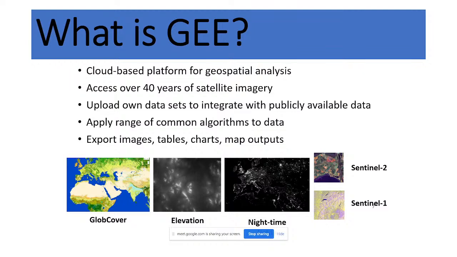You can easily download different types of NDVI map, NDWI map, land use land cover classification map, elevation map, and different types of satellite images from the Google Earth Engine platform. So basically, Google Earth Engine is a cloud-based platform where we can access 40 years of satellite imagery, upload our own data set, apply different types of algorithm to our data, and finally export the image, table, chart, and map.